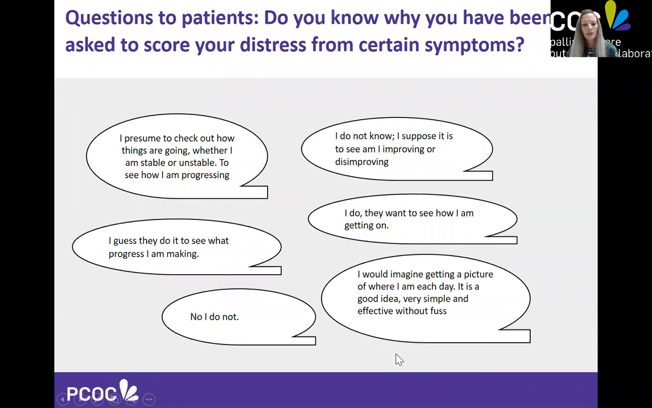So here's some qualitative data from questions asked to patients. Do you know why you've been asked to score your distress from certain symptoms? And here are some examples. I presume to check out how things are going, whether I'm stable or unstable, or to see how I'm progressing. I guess they want to see what progress I'm making. So some of these comments are the same, and of course you've got a few that say they're not sure. And that gives us areas to target improvement on how we communicate the tool, and particularly the concept of distress.